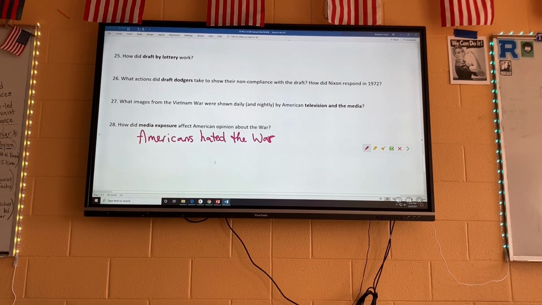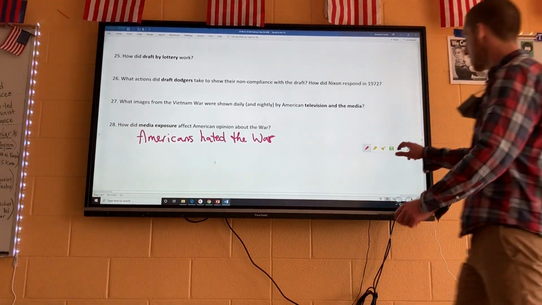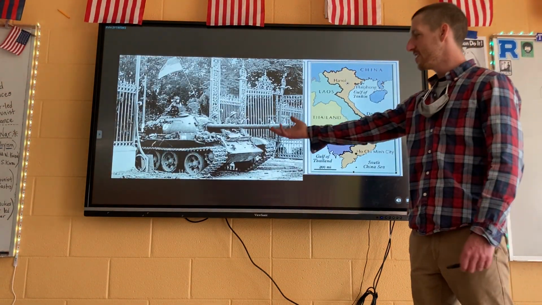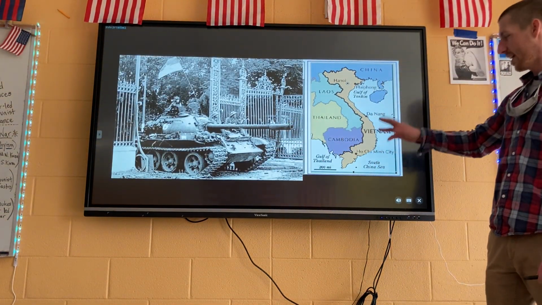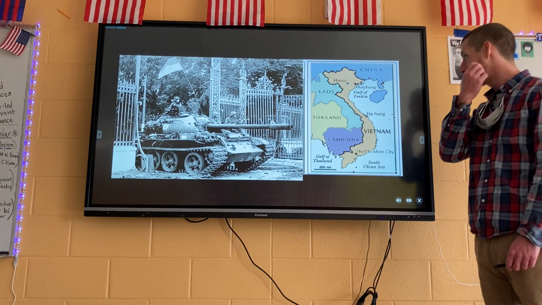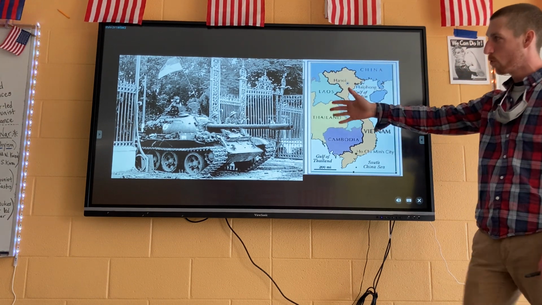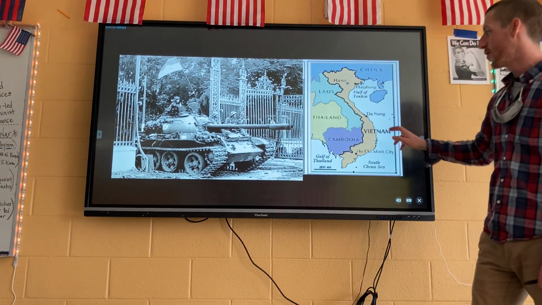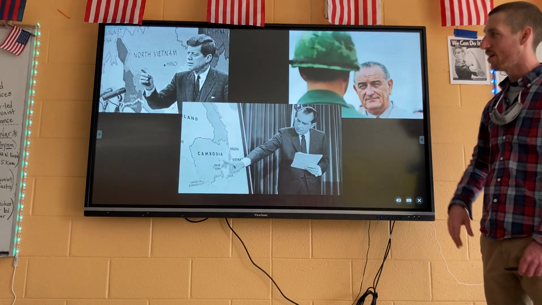And hopefully you learned some interesting stuff about Vietnam. So here we go, some more images. Let's check it out. So here we have a tank going into the city of Saigon, aka Ho Chi Minh City now, and this is in South Vietnam. So this is the end of the war here. They're going in and they're taking over. Vietnam War's over. They're all communists.